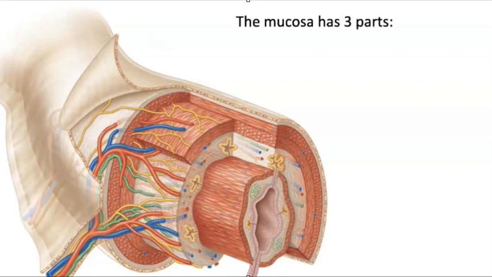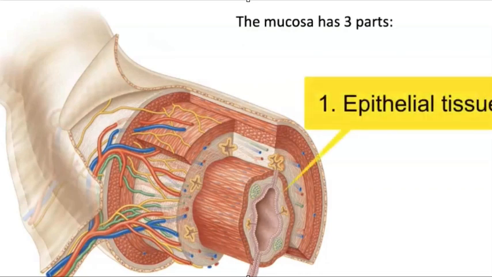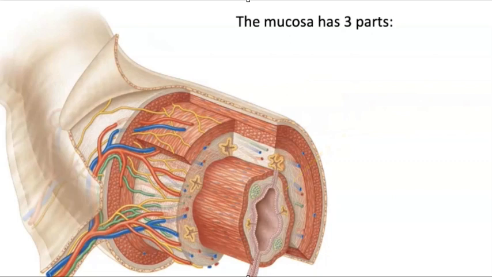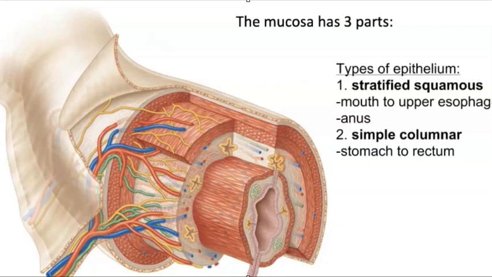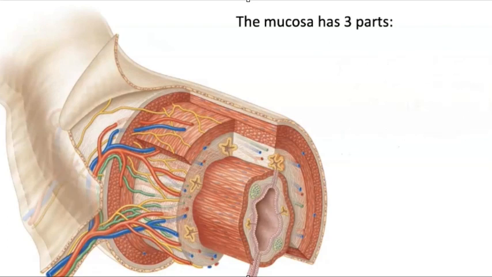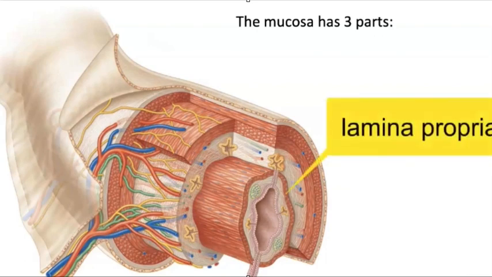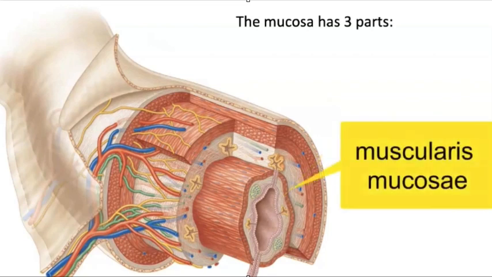The mucosa has three parts, namely the epithelium, the innermost lining of the mucosa. It could be stratified squamous from the mouth to the upper esophagus, or simple columnar from the stomach to the rectum. These epithelia have different functions. We'll do every organ in detail further on. Then we have the lamina propria, the second part of the mucosa, and lastly the muscularis mucosae.